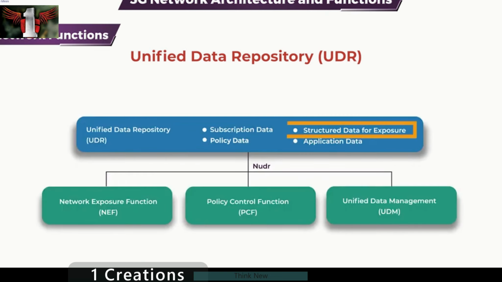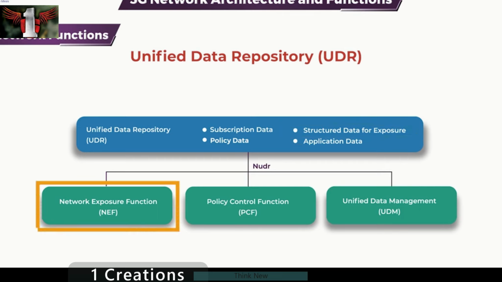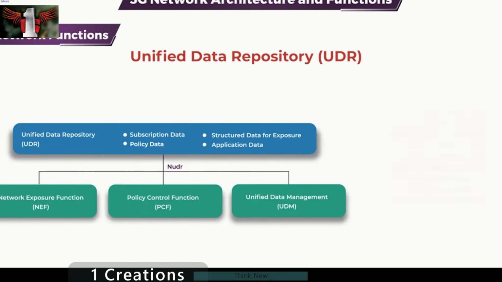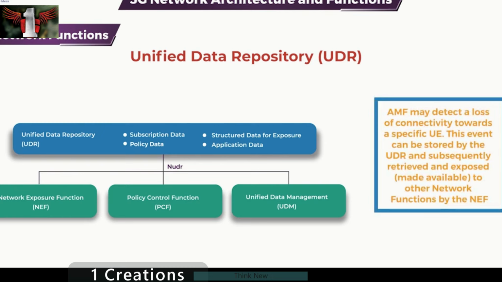Structured data refers to data which has a known and organized format. Within the context of the NEF, it refers to records of events which have occurred. For example, the AMF may detect a loss of connectivity towards a specific UE. This event can be stored by the UDR and subsequently retrieved and exposed to other network functions by the NEF.